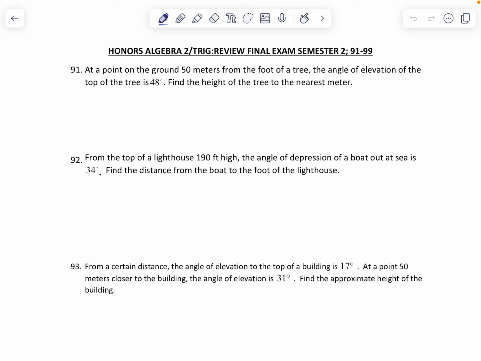Hey everyone, so here is the rest of the final review. I know that the numbers don't match up, but these are the same word problems that are at the end of your final review sheet.